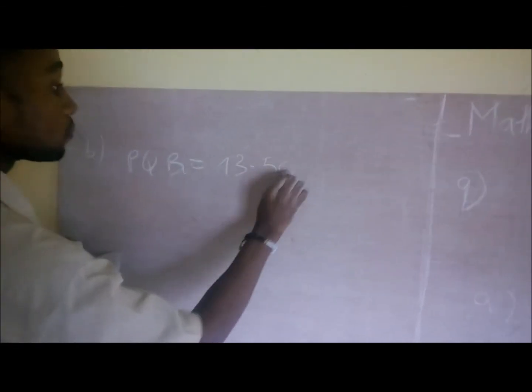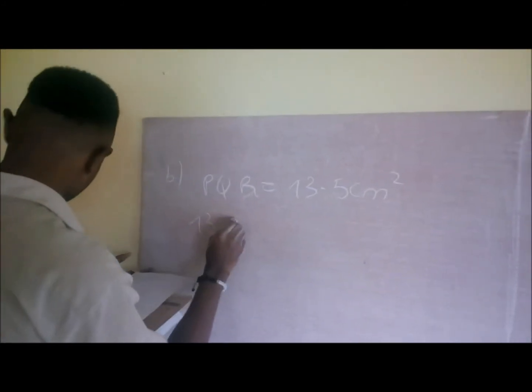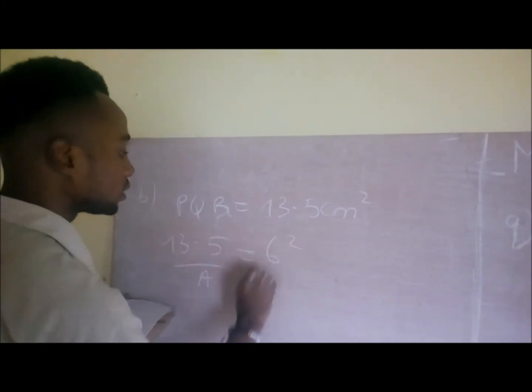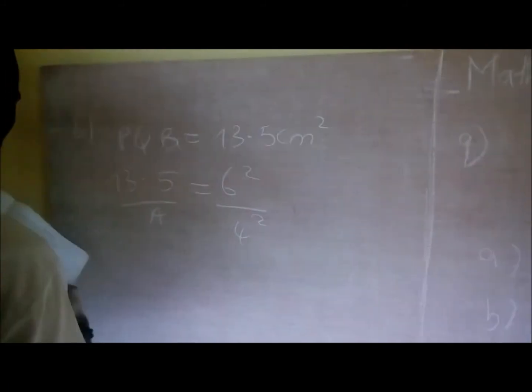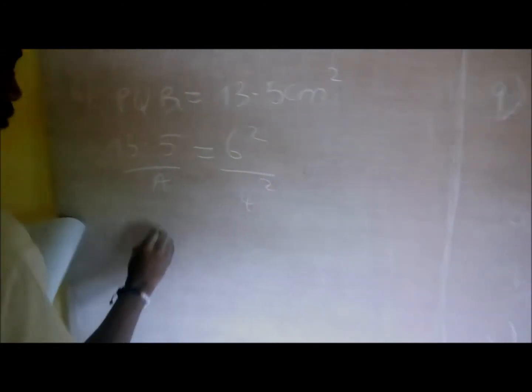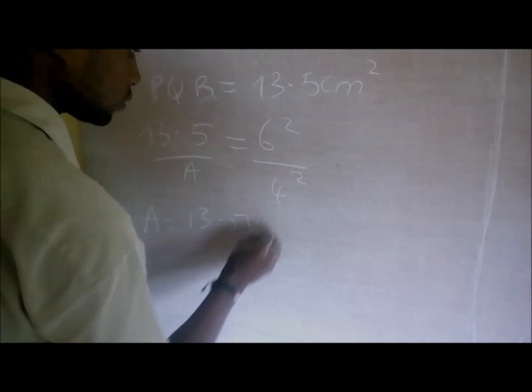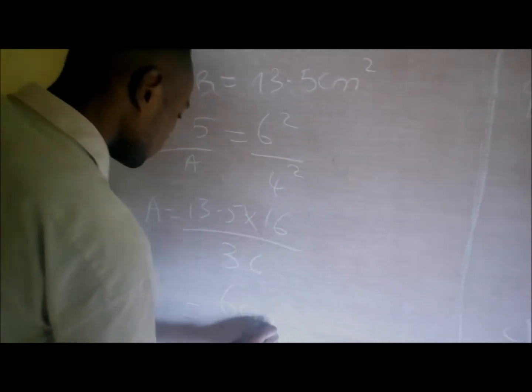They say B, the area of triangle PQR is equal to 13.5 cm squared. Calculate the area of trapezium DEQR. Then you have 13.5 on A is equal to 6 squared divided by 4 squared. All the values are taken from the data that we have. Then you make A the subject. You have 13.5 times 4 squared, which is 16, divided by 36. If you do the arithmetic, you will have 6 centimeters squared.